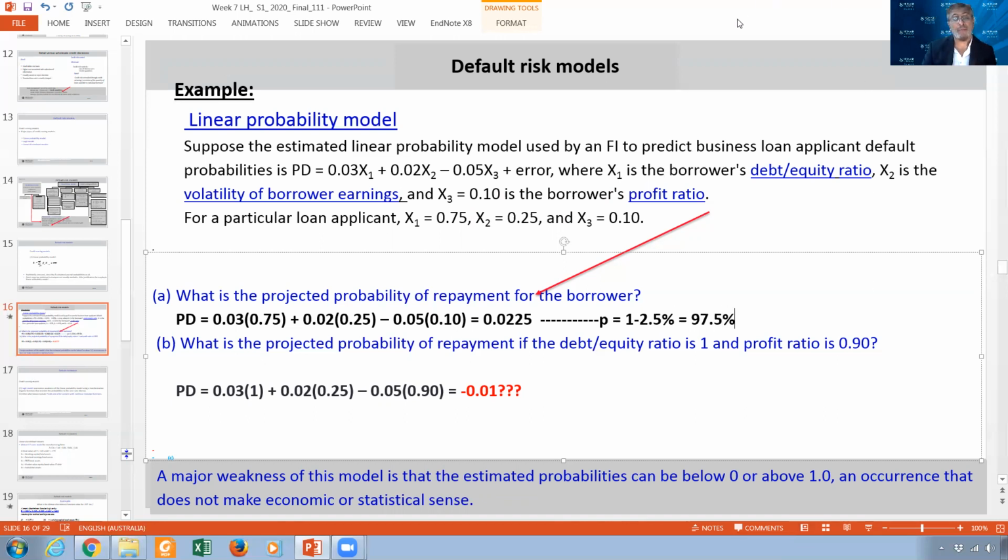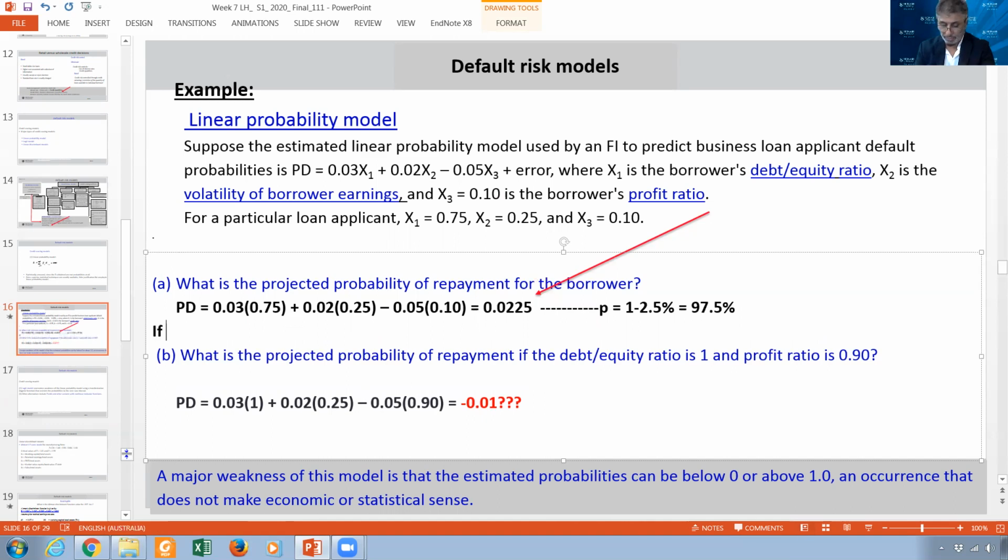Now it's up to me. If my benchmark is to accept any loans that exceed, for example, 95%, then this loan will be approved. What if I'm very conservative and my benchmark is 98%? As you can see now, this loan will be rejected. So the linear probability model calculates the probability of defaulting.